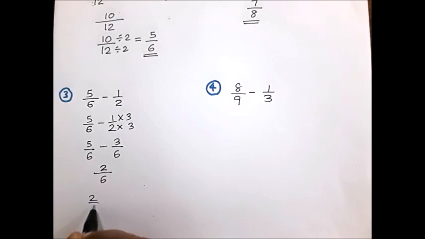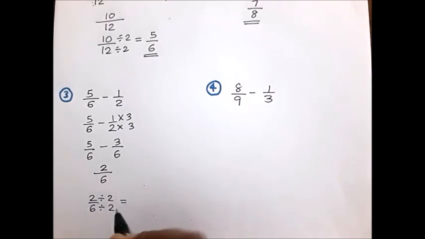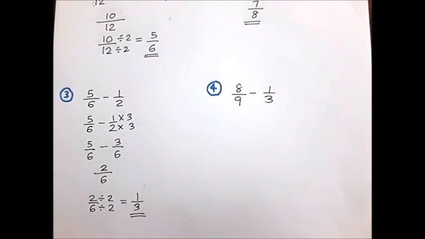So write the simplest fraction by dividing both numerator and denominator by 2. 2 divided by 2, 1. 6 divided by 2, 3. Answer is 1 over 3.